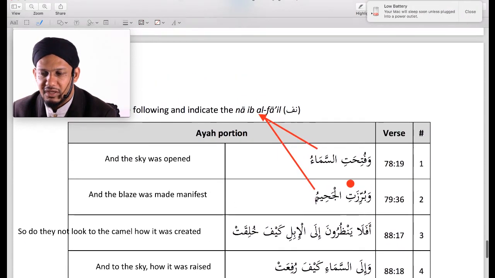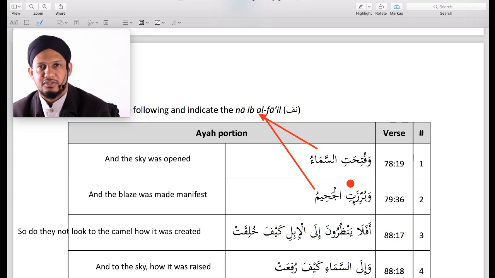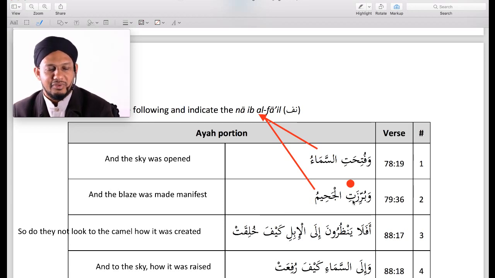For example here, وَبُرِّزَتِ الْجَحِيمُ. And when is the fire going to be manifest? In the year after. We don't see the hellfire now. It will be made manifest to us in the year after. So وَبُرِّزَتِ الْجَحِيمُ actually means, and the blaze will be made manifest. You with me? I'm saying literally it's a past tense verb, but in the context we will make it a future tense verb because the context demands it. And the reason the past tense is used is to bring added certainty to the future tense. And I hope that makes sense, inshallah.